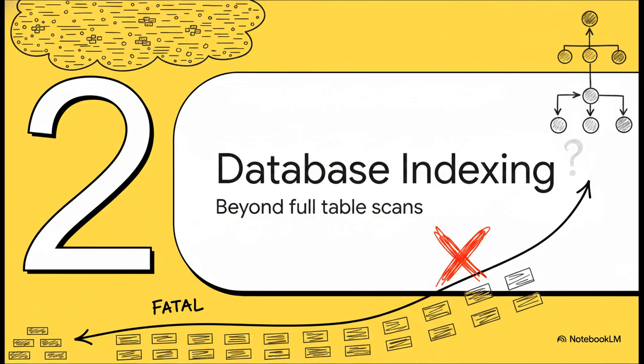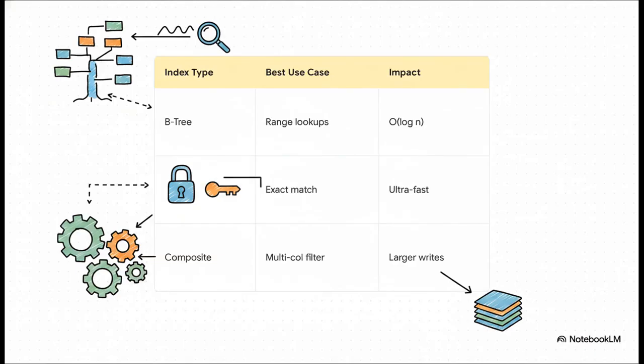All right, Section 2. Database indexing strategies. Let's move beyond those painful full table scans. As your datasets grow from a few thousand to literally billions of rows, scanning every single row to find what you need becomes fatal pretty quickly. We absolutely have to use indexes. But not all indexes are created equal.